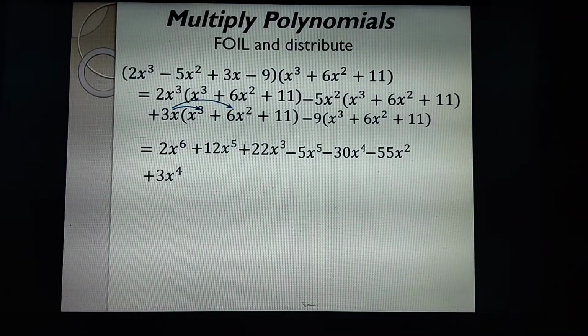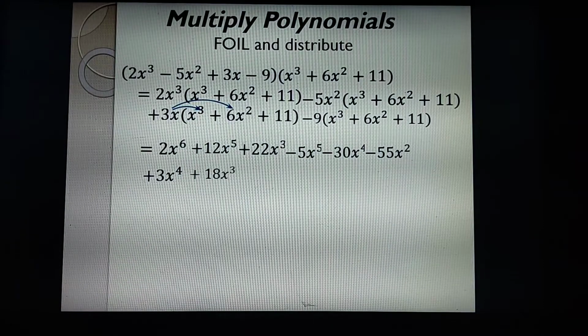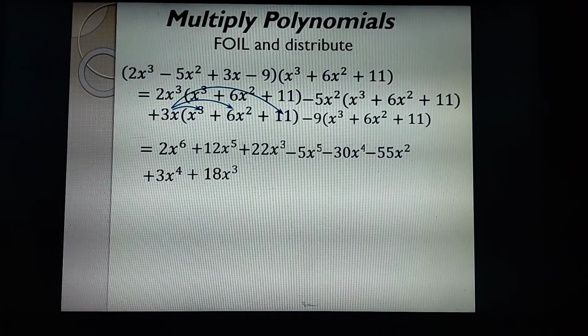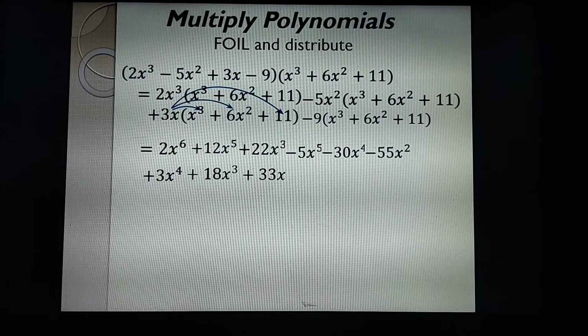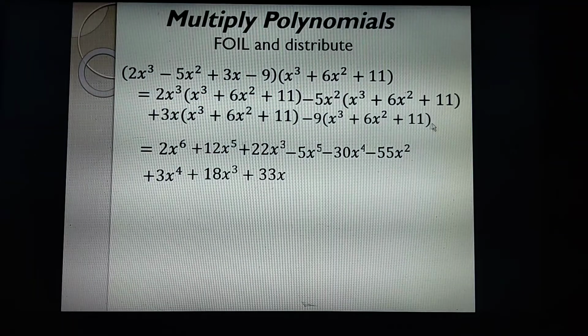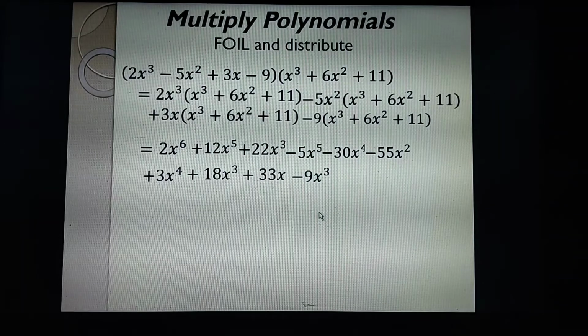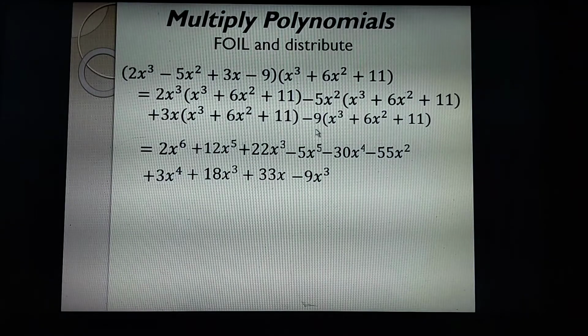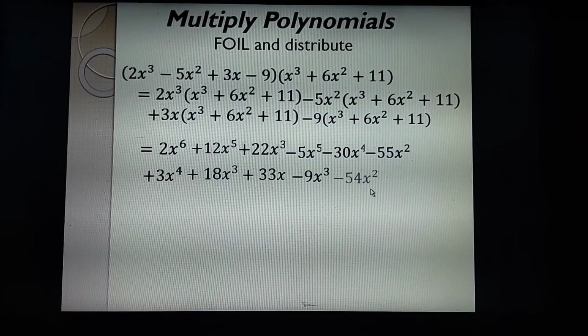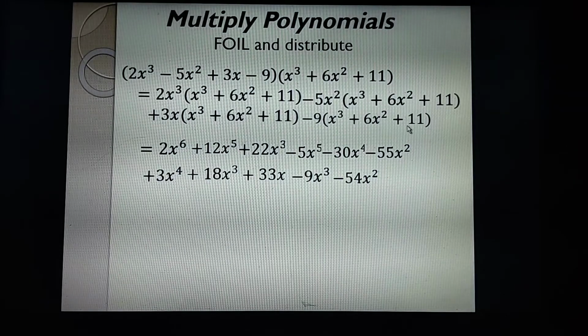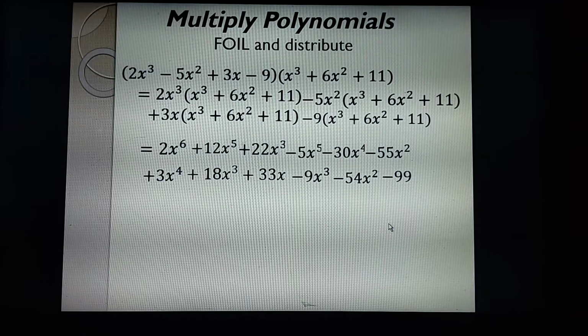3x times 6x squared gives me 18x cubed. X cubed times 11 gives me 33x. And then finally I'm going to focus on this last one. So negative 9 times x cubed is negative 9x cubed. Negative 9 times 6x squared is negative 54x squared. Negative 9 times 11 is negative 99.